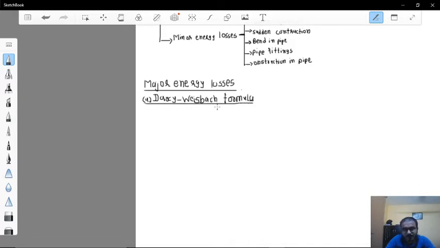So here we know hf is equal to 4fLV square upon 2gD, where hf is equal to head loss due to friction. Then f is the coefficient of friction.